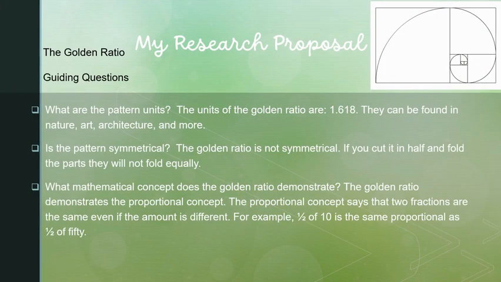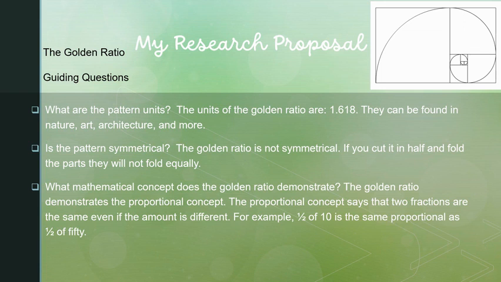What are the pattern units? The units of the golden ratio are 1.618. These numbers can be found in nature, art, architecture, and more. Is the pattern symmetrical? The golden ratio is not symmetrical. If you cut it in half and fold the parts, they will not fold equally.